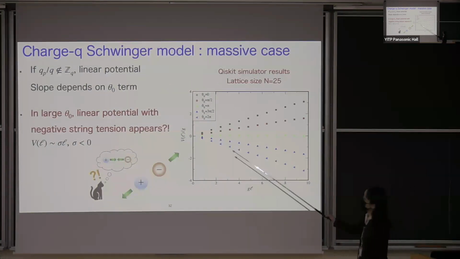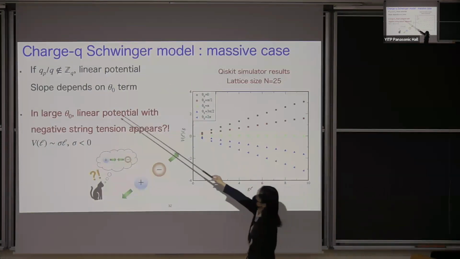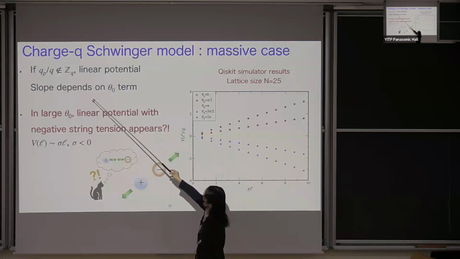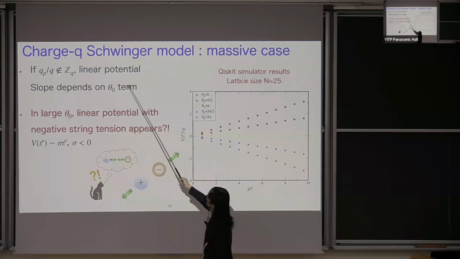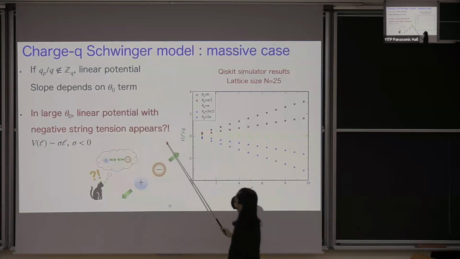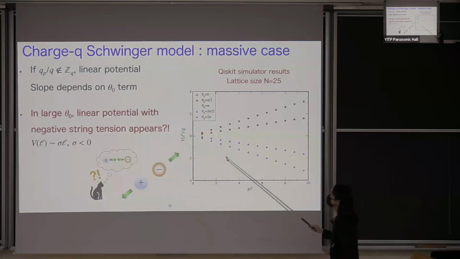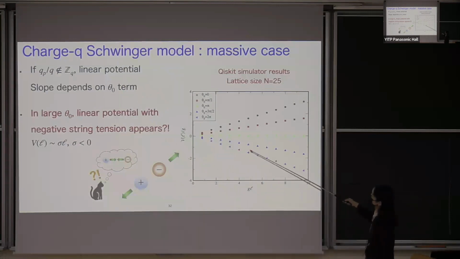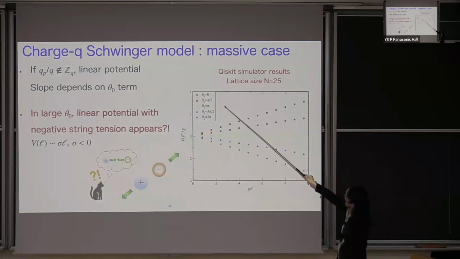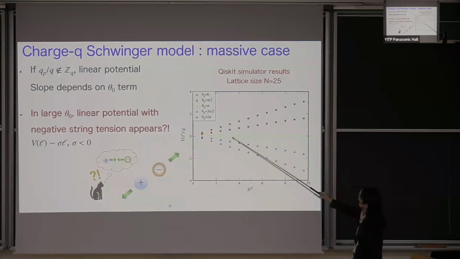In the case where the probe charge QP divided by the dynamical charge Q is not an integer, the charge Q Schwinger model also shows a linear potential, but the slope depends on the value of theta. The black data potential is for theta equal 0, the green one is theta equal pi, and magenta is theta equal 2 pi.